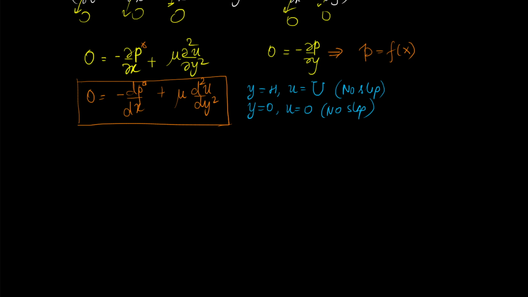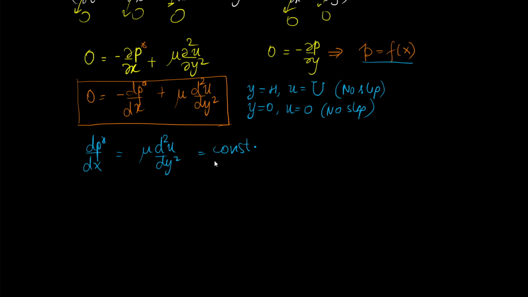So now we have to solve this differential equation subjected to this boundary condition. So let us see. dp star dx is equal to mu d2u dy2. Now once again, because p is only a function of x, this has to be a constant, because this is a function of x only, and whatever is on the right hand side is only a function of y. So each of these things is equal to a constant.